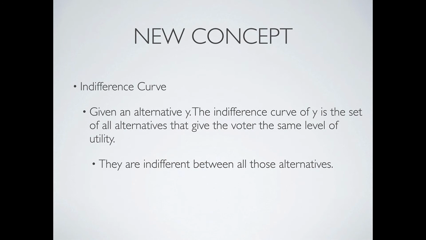The indifference curve of y is the set of all alternatives that give the voter the same level of utility. That is, they are indifferent between all of those alternatives. All the alternatives on the indifference curve give them the same utility, therefore they're indifferent across those. If they were asked to vote between two things on their indifference curve, we don't know what they would do.